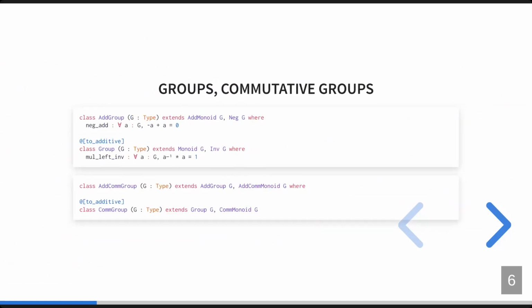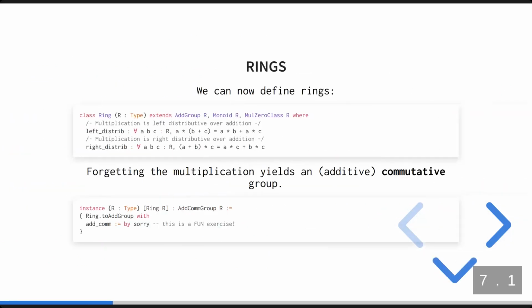Okay, so again, a commutative group is just a group which is also a commutative monoid. A commutative monoid was only adding the axiom that multiplication was commutative, which is all you needed. Okay, so that seems quite straightforward, and then you get to rings.